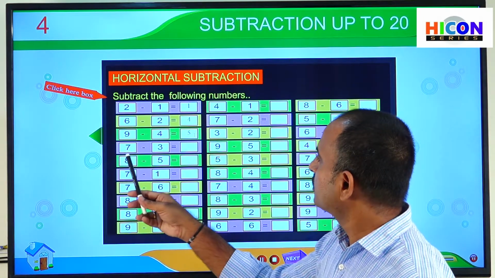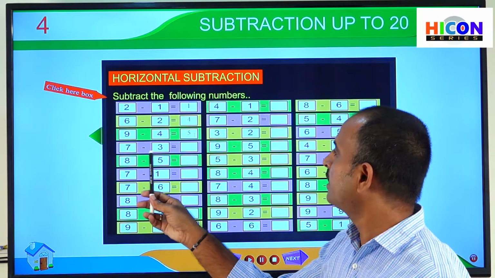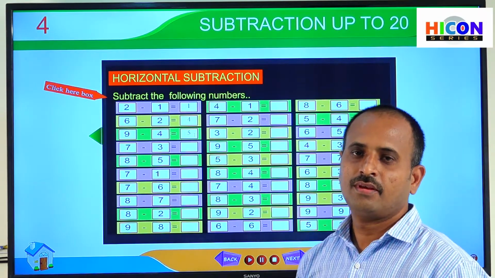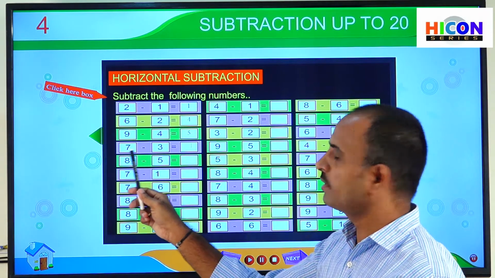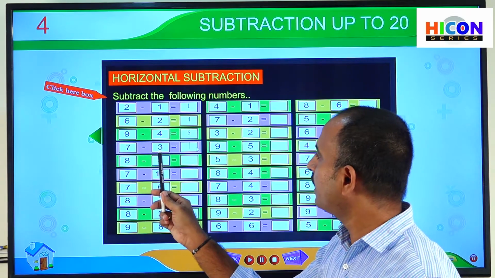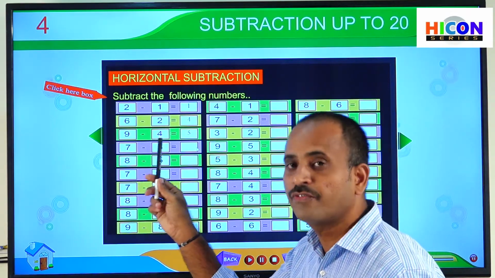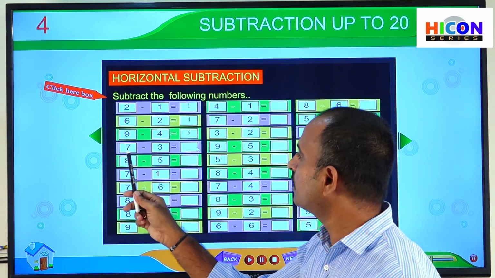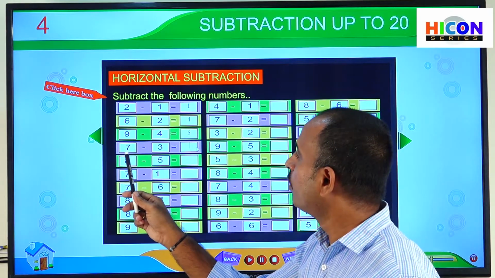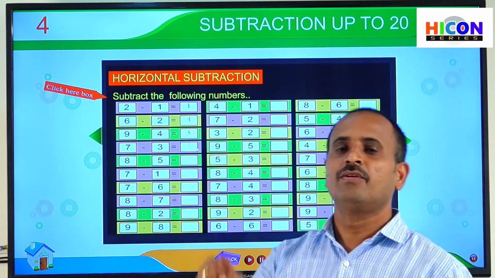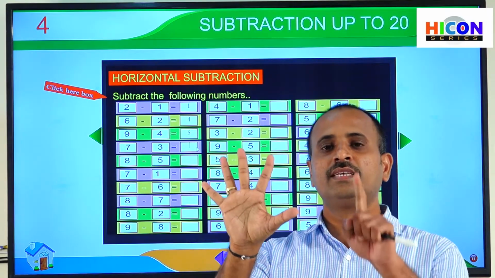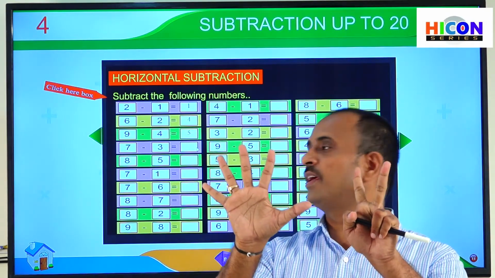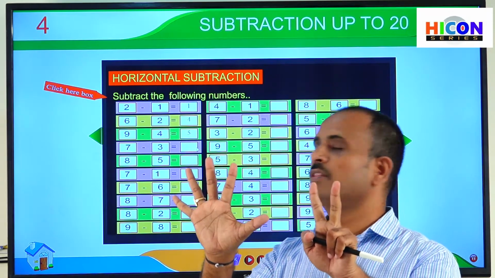Okay. See the next subtraction. 7 minus 3. That means we have to take away 3 from 7. That means we have to take away 3 fingers from 7 fingers. So what is the first number here? 7. So open 7 fingers of your hand. 1, 2, 3, 4, 5, 6, 7. So these are the 7 fingers.